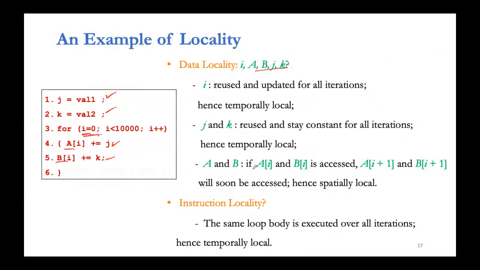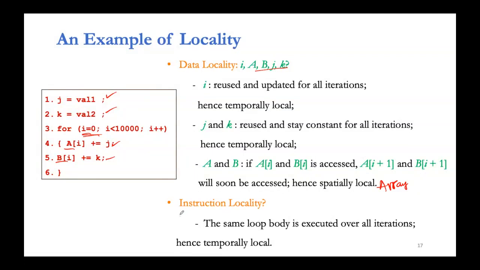Arrays A and B: if A[i] and B[i] are accessed, then in the next iteration A[i+1] and B[i+1] will soon be accessed. Hence, they come under spatial locality. Generally, spatial locality means that if any arrays are there in the program, that comes under spatial locality. Apart from this, there is also instruction locality.